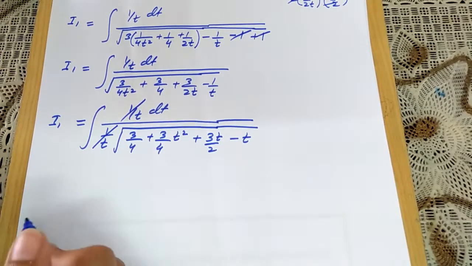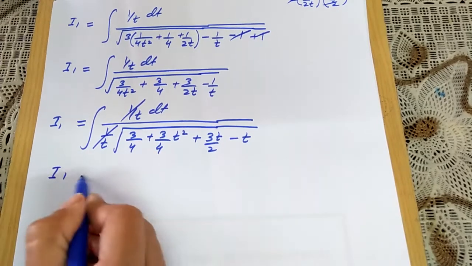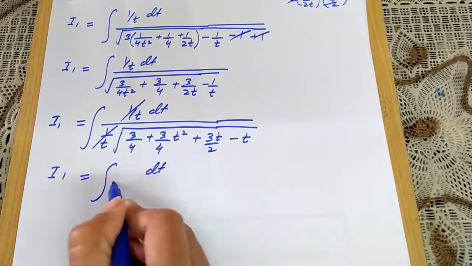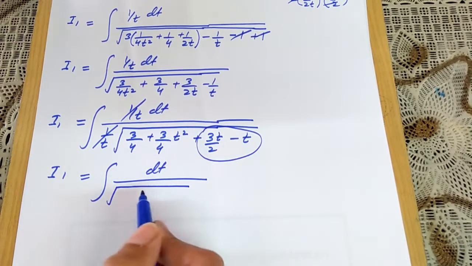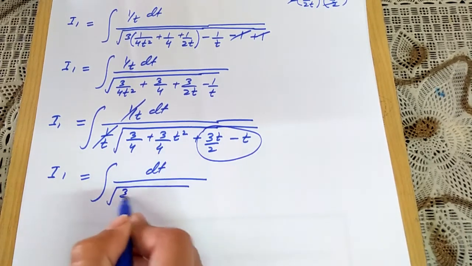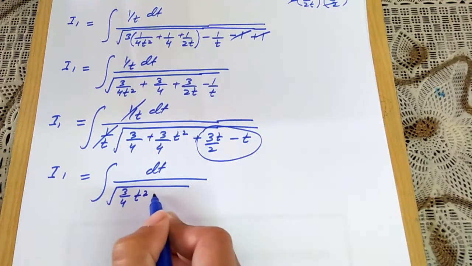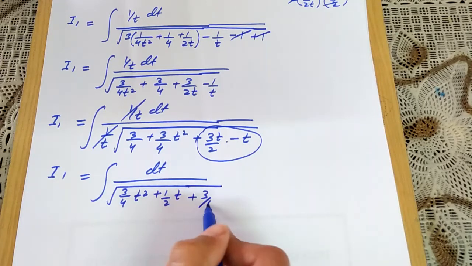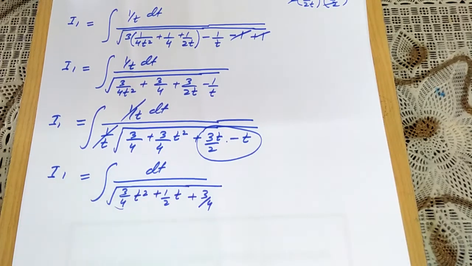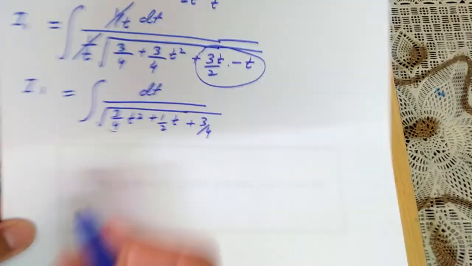This 1 over t and this 1 over t can be cancelled out. So I1 will be left behind dt over... Solve the similar terms. These two are the similar terms. In the under root, I will get here 3 by 4 t square and 1 by 2t, plus 3 over 4. Now make the coefficient of t square as 1. Take that 3 by 4 common.